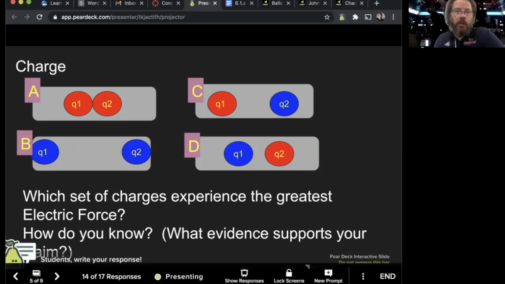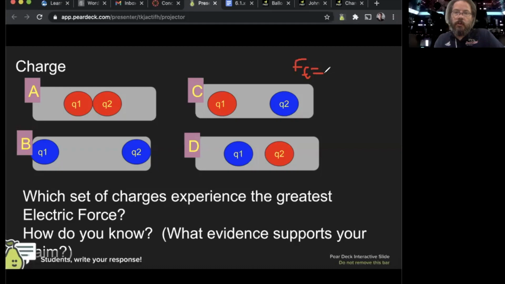And something you can use to help you with this decision is, don't forget, electric force equals K Q1 times Q2 divided by R squared.